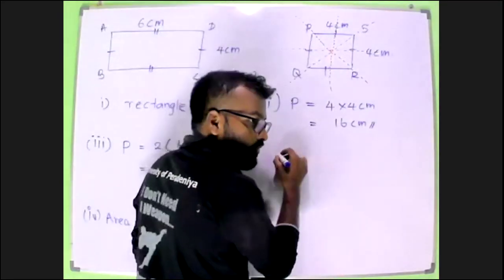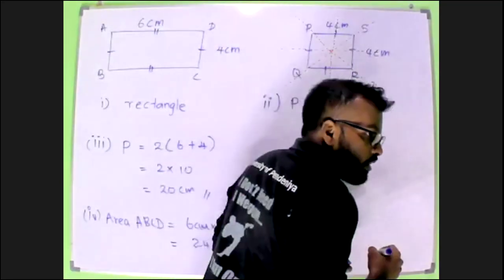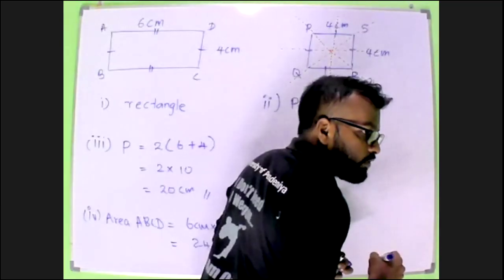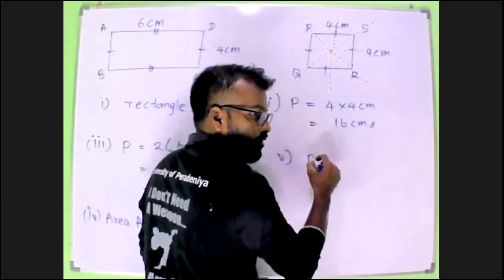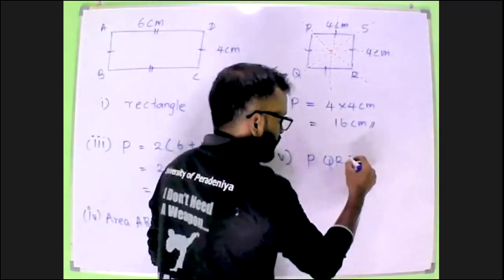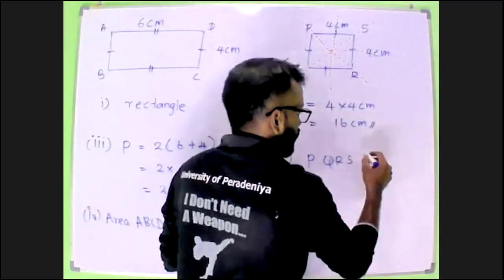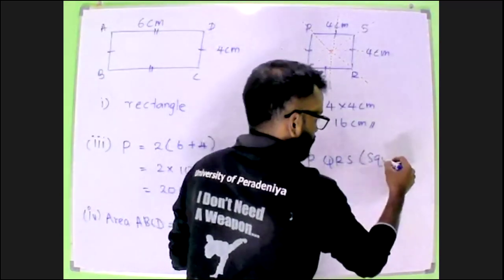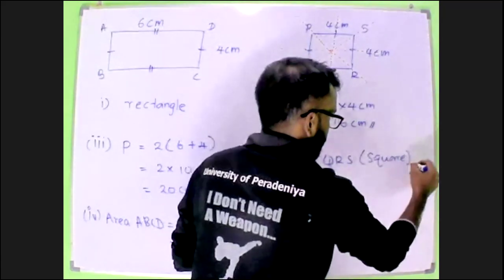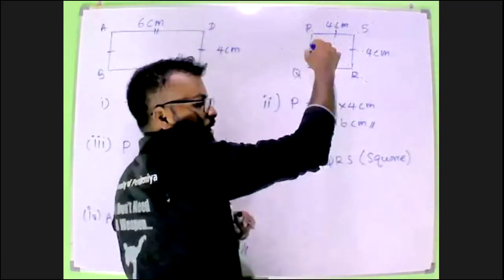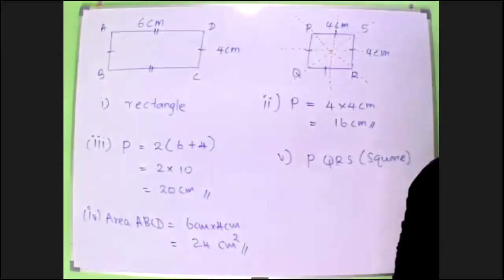And fifth one, out of the given quadrilaterals, which plane? So PQRS plane has the, oh, you can write square, right? Square has the four symmetrical axes, right?